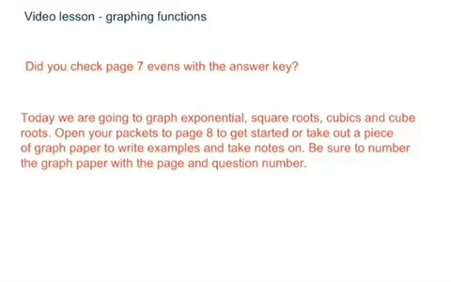Cube roots. So open up your packet to page 8 to get started, or if you weren't able to print out the packet, take out a piece of graph paper to write the examples and the notes on. Be sure to number the graph paper with the page and question number in case I ask you to submit this later in the week.